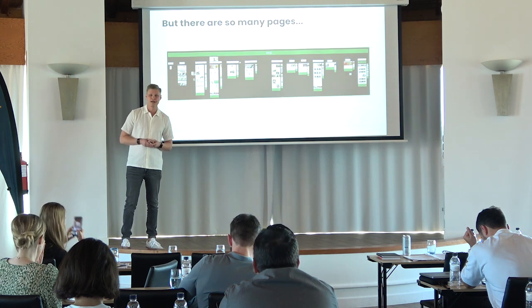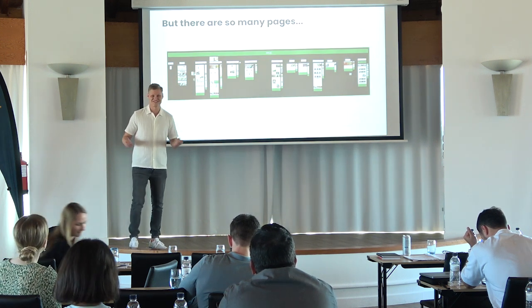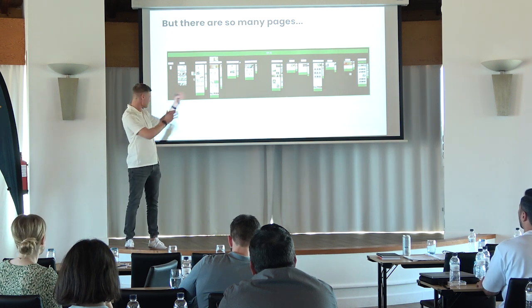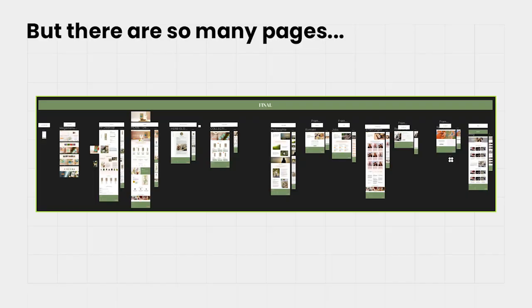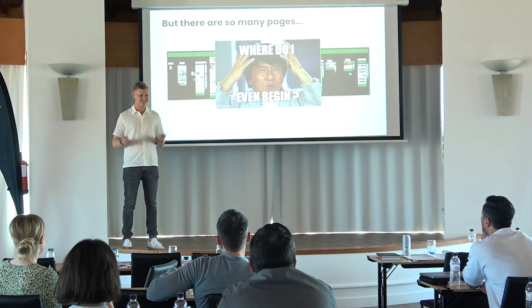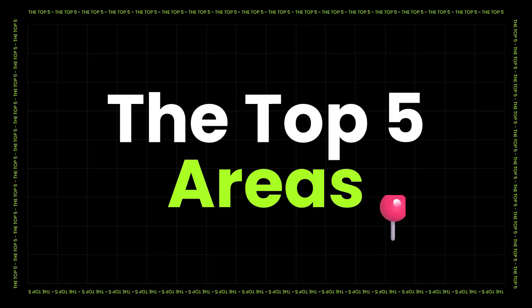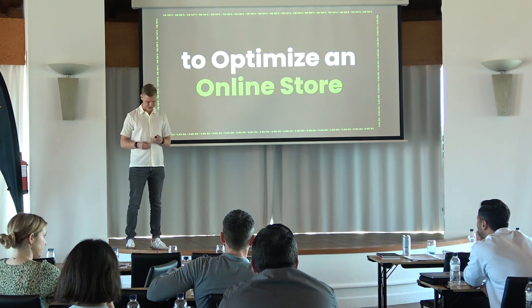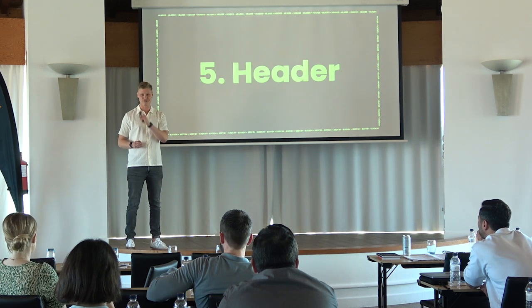But you might be thinking, well, Chris, an online shop has so many different pages. There's so much. Where should I start? Where do I even begin? So where should I start to optimize? Don't worry, guys. That's why today we're going to talk about the top 5 areas to optimize an online store. And since we don't have that much time, as you just saw in the last one, and I think you're all hungry for your lunch, I will get right into it. I will kick off with the 5th place.